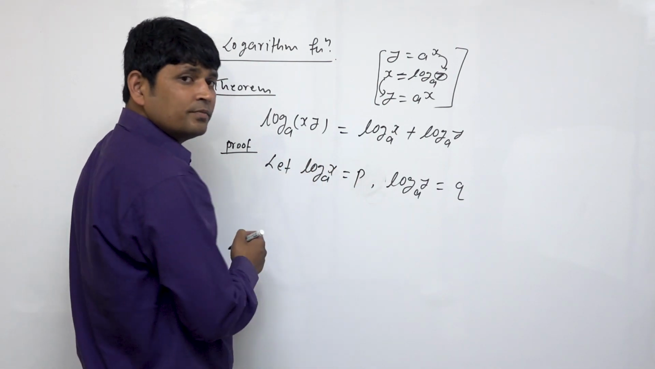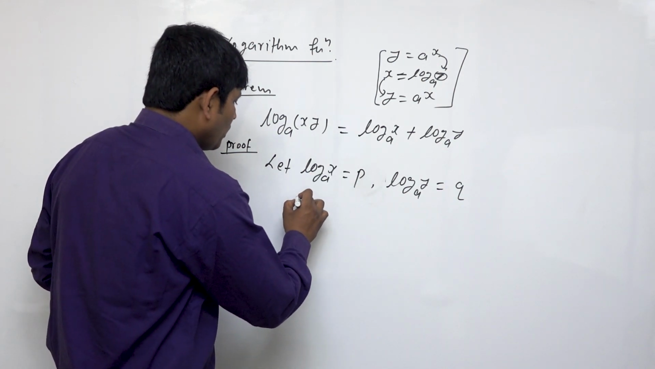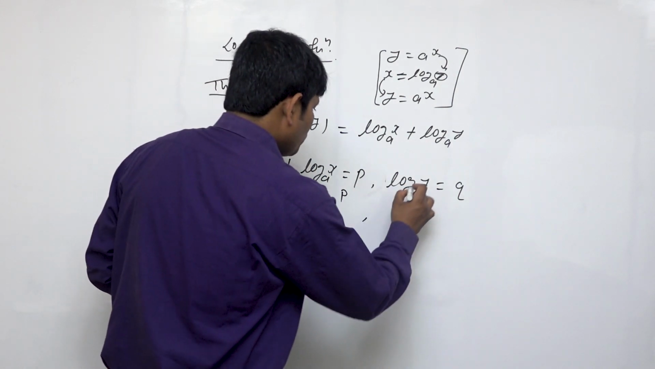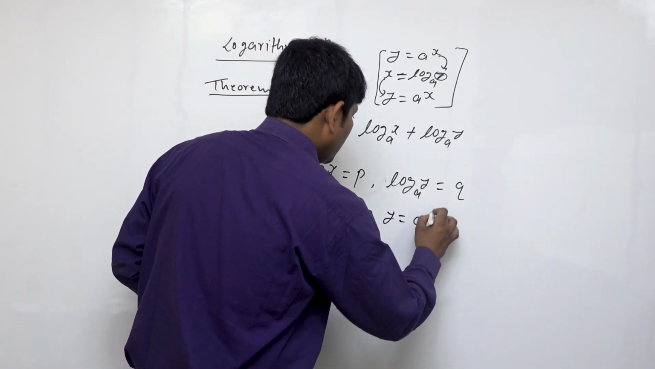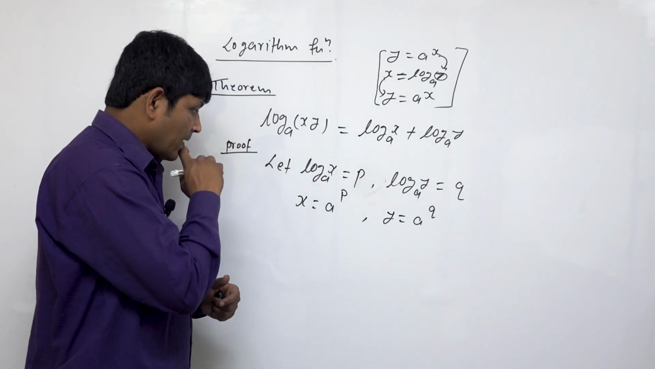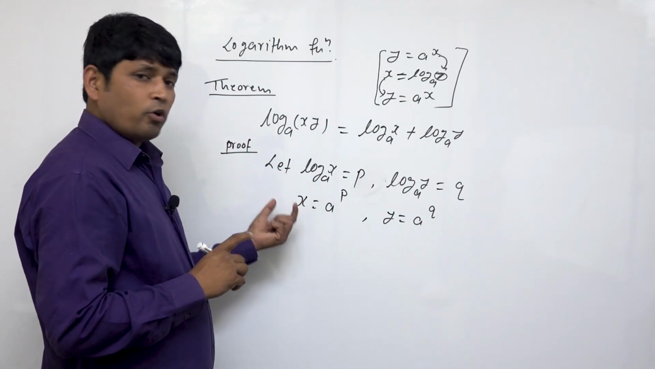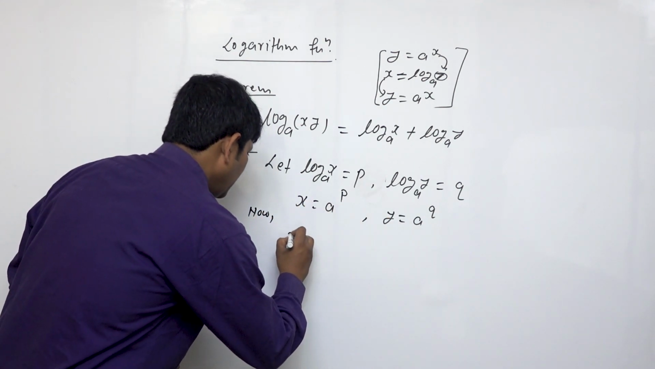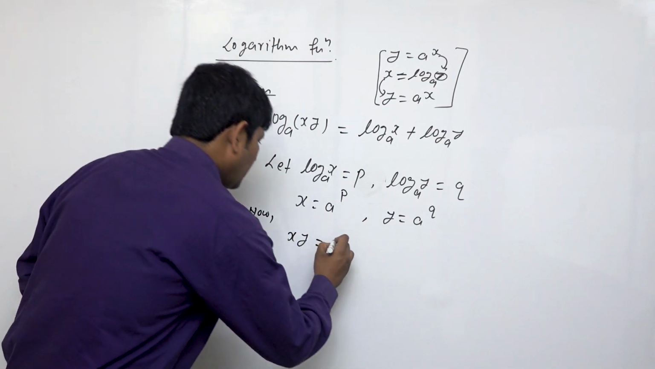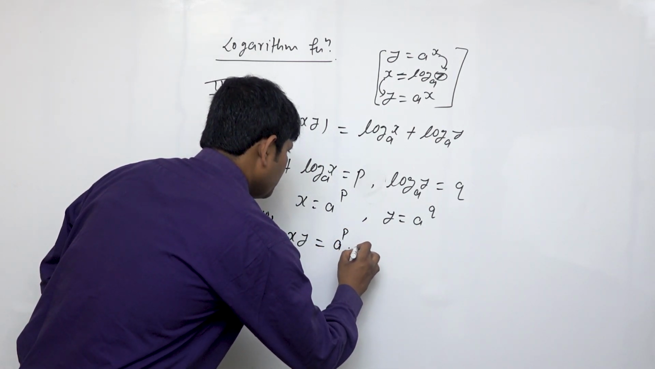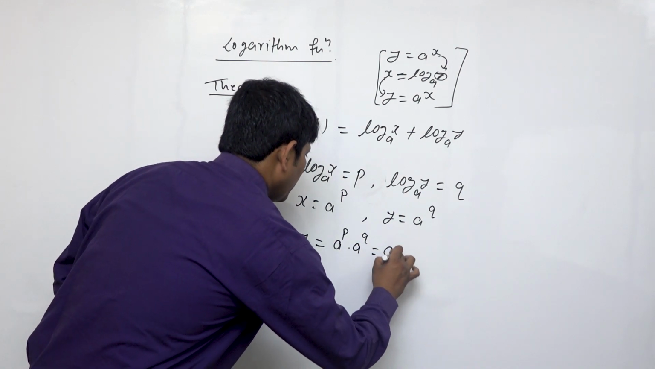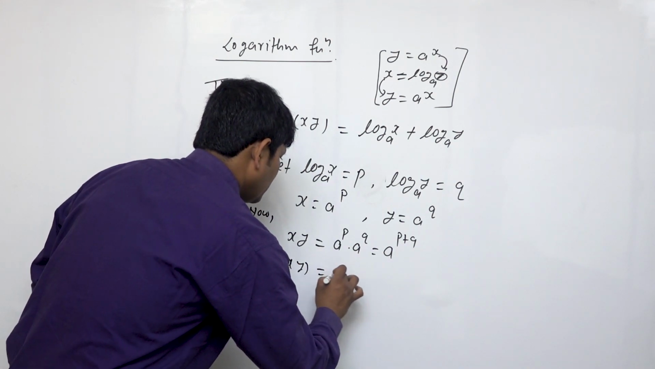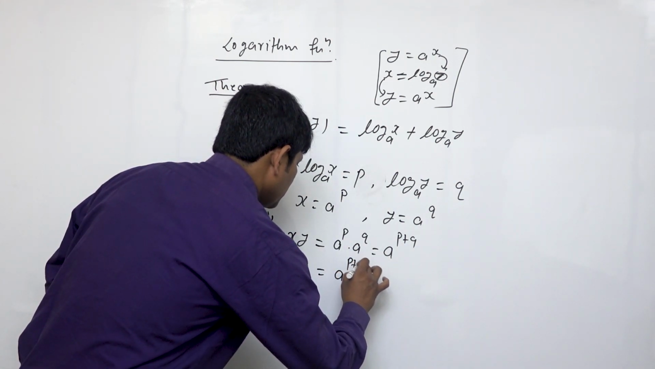So here, log of x to the base a is equal to p. How can we write x? Logarithm to exponential, so x is equal to a to the power p. How to write y? y is equal to a to the power q. Because we have to use the product rule, we have to multiply x and y. xy is equal to what? a to the power p times a to the power q is equal to a to the power p plus q.